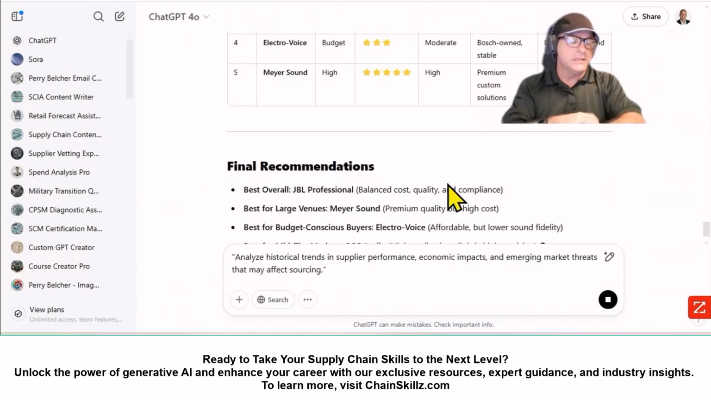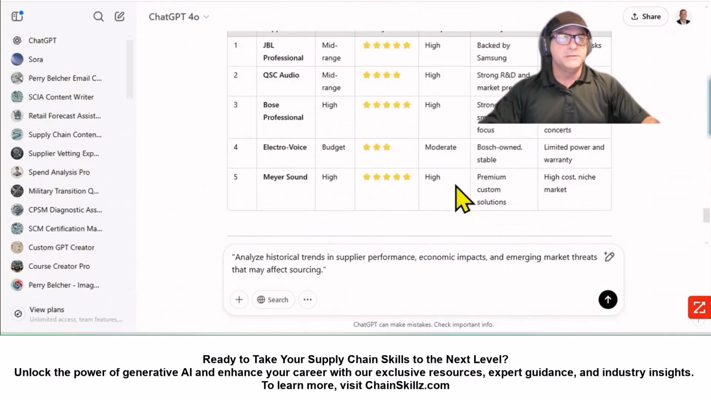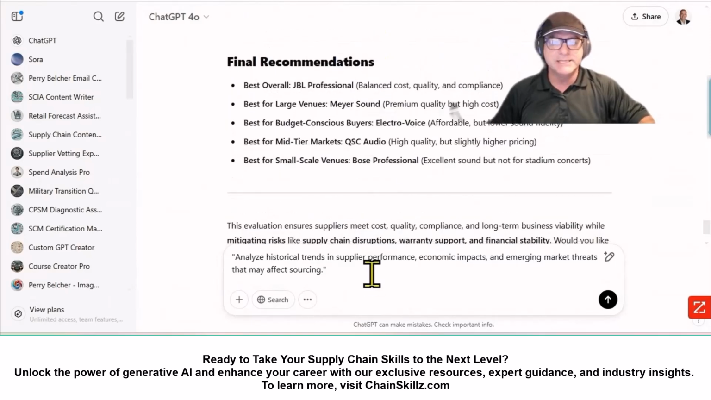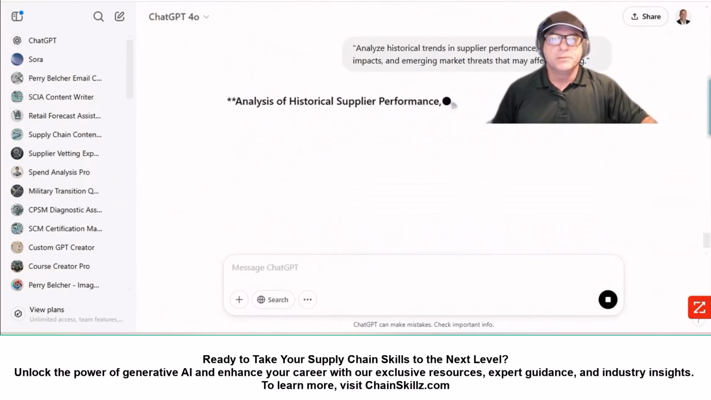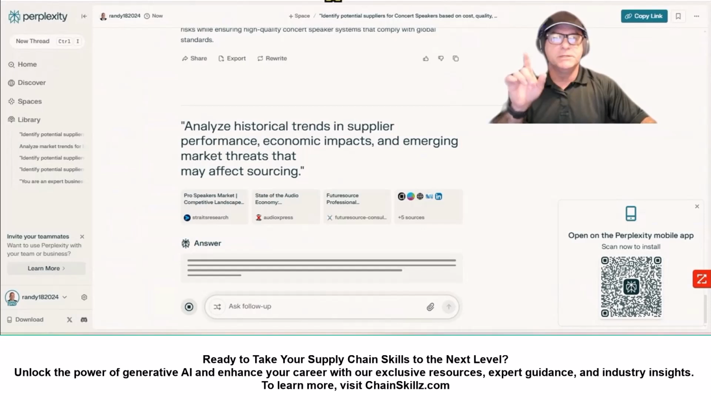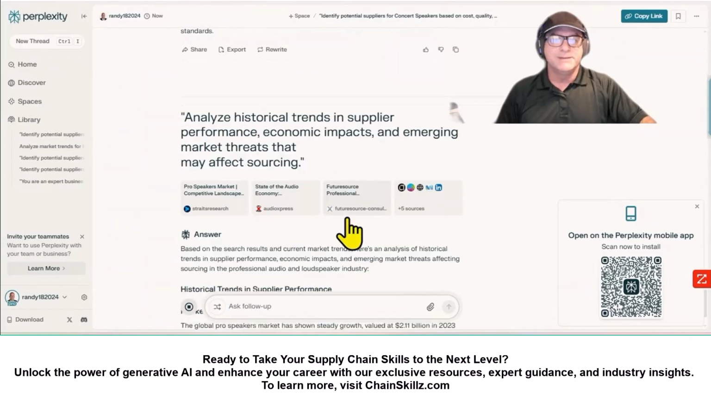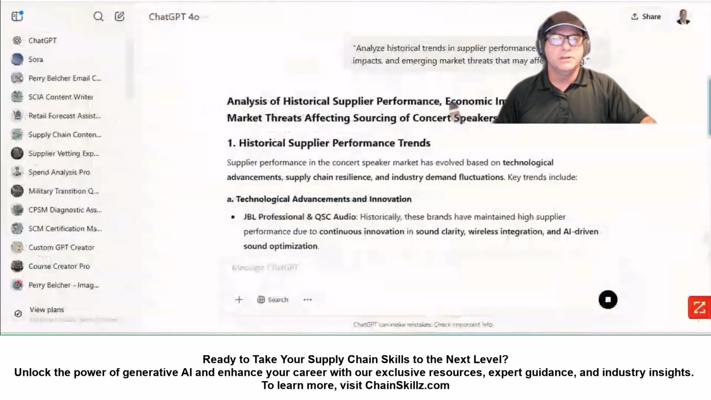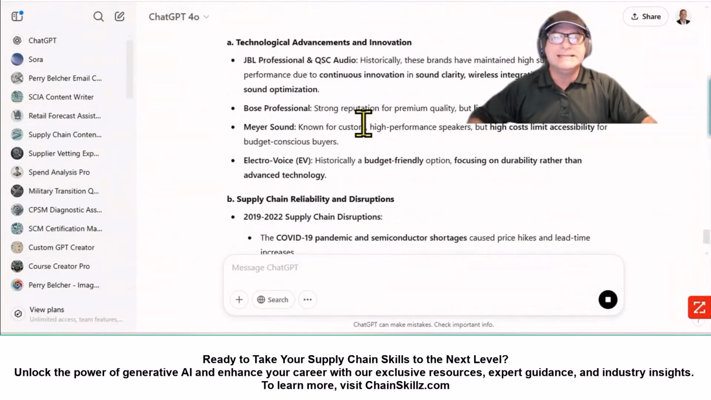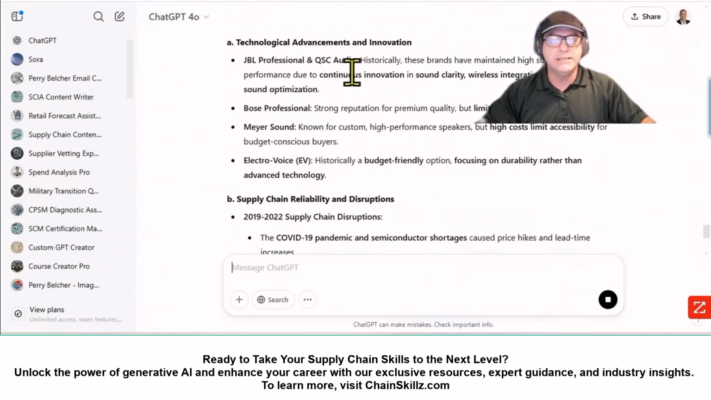Now, we've been working on this maybe 5 minutes, and we're getting down to the details, giving us some pretty solid reasons for picking something here. So now we're just going to take it a little bit deeper. We have Perplexity do the same thing. Let it run. What I'm finding the difference between the two is Perplexity is giving us a more generic, bigger answer, not a vendor-specific answer, whereas this is giving us a very specific answer, including our vendors in the answer itself. So technological advancements, JBL, QSC, very good.